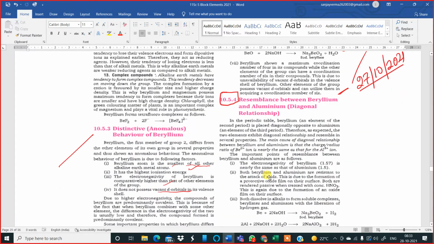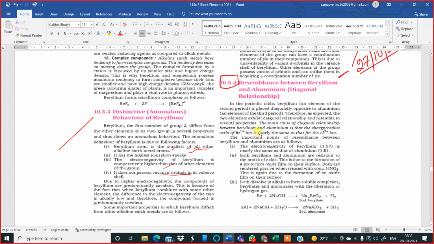Now before going to the group 2 elements over here, the thing which I have not completed is resemblance between beryllium and aluminum, a diagonal relationship. Now here, how are beryllium and aluminum similar to each other? Why are they similar? Because the ratio of the ions, the charge by radius ratio, is almost similar for these two ions, beryllium and aluminum ion. So that is the main reason we can say.